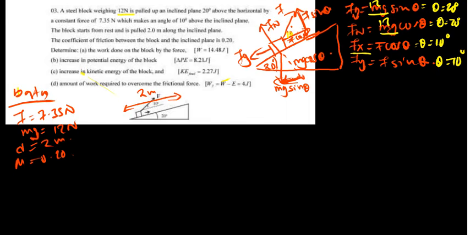B is saying an increase in potential energy of the block. So what we need to understand, guys, is this: they are saying change in potential energy or change in kinetic energy. When you see that they're asking about this and you don't have the velocity, the method which works in most cases is this one: the work done is equal to change in kinetic energy.